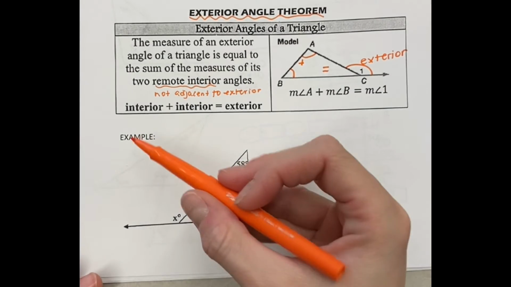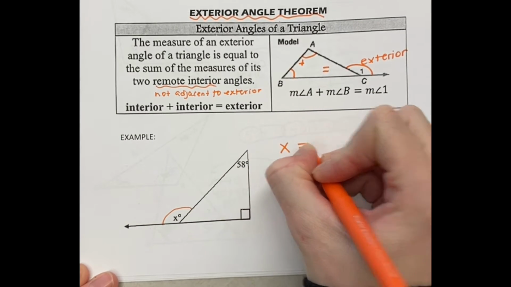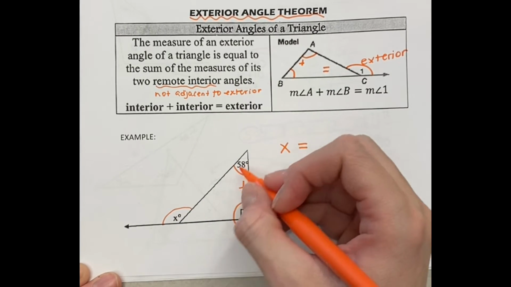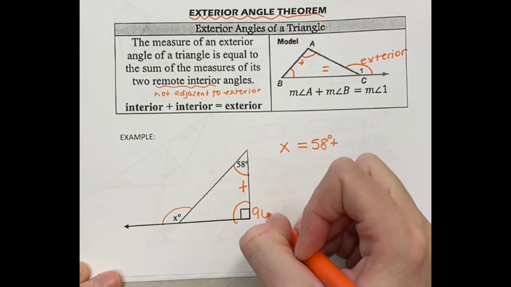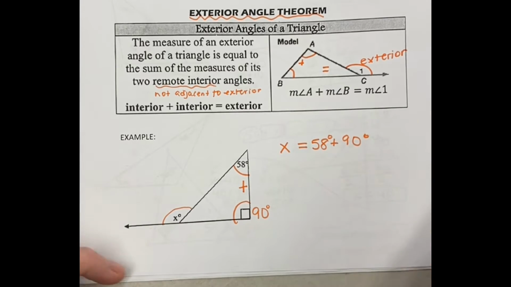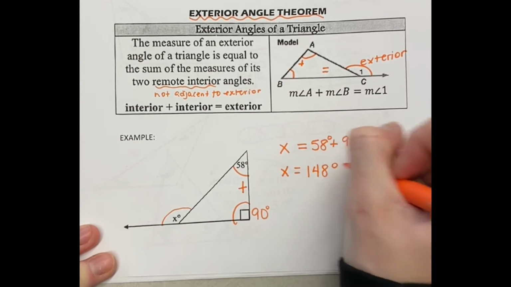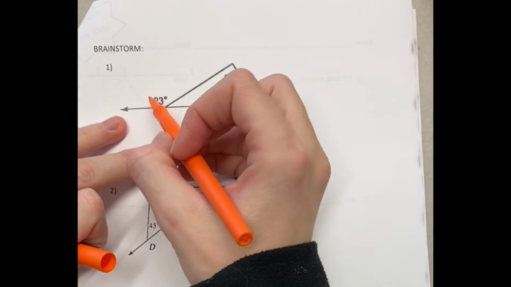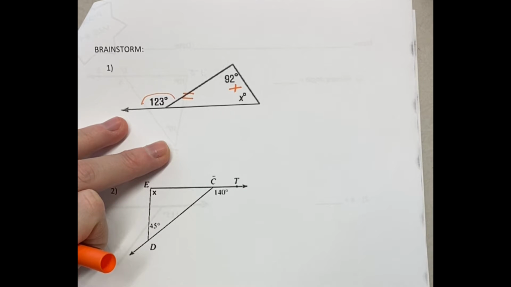If we look here, I have an example. My exterior angle, x, would be equal to the sum of the two remote interior angles. So that would be 58 degrees plus here, this is a 90 degrees. So the x would be equal to 58 plus 90, which gives me 148 degrees.